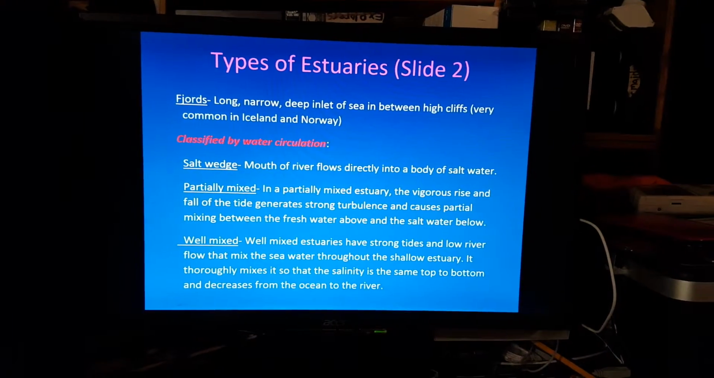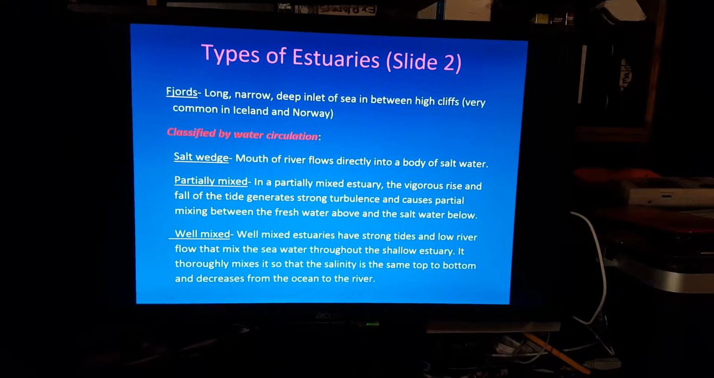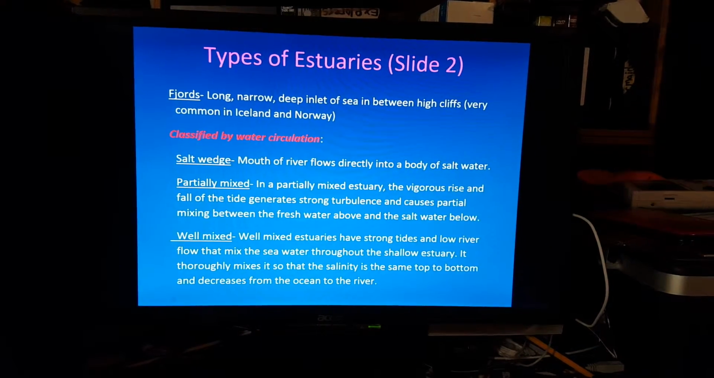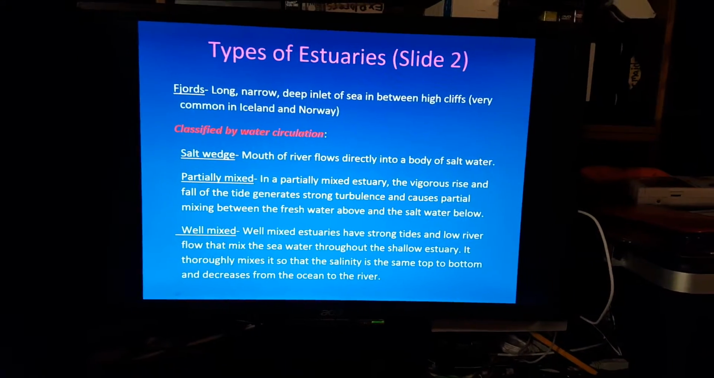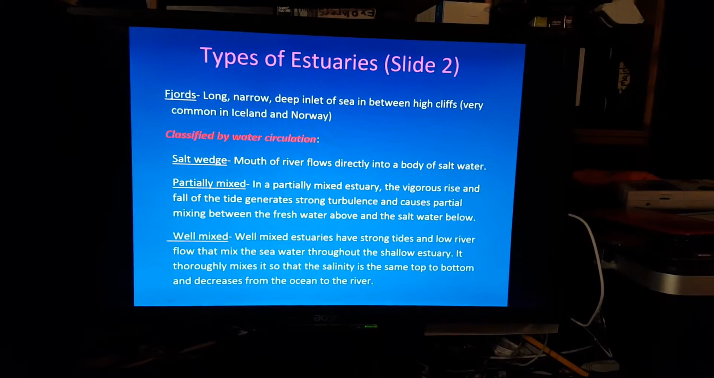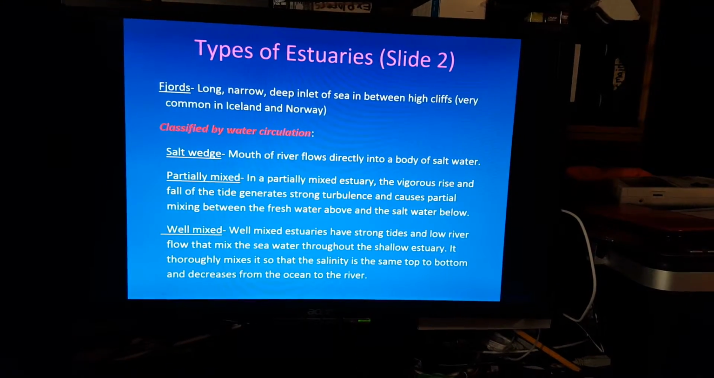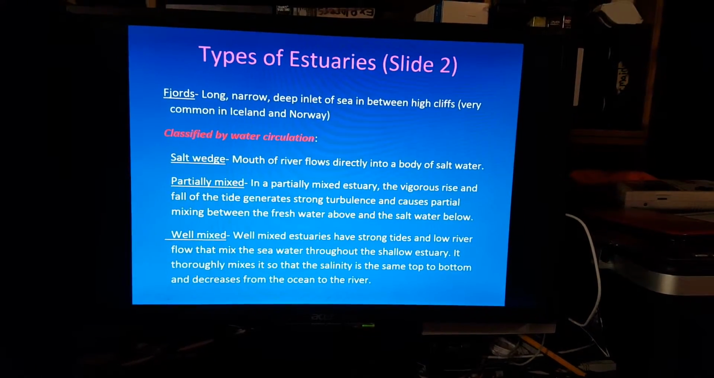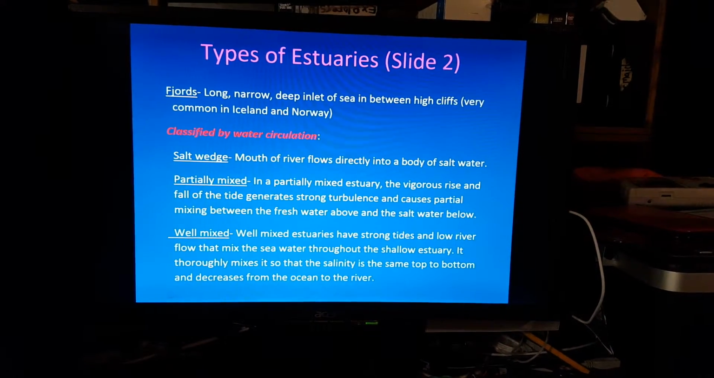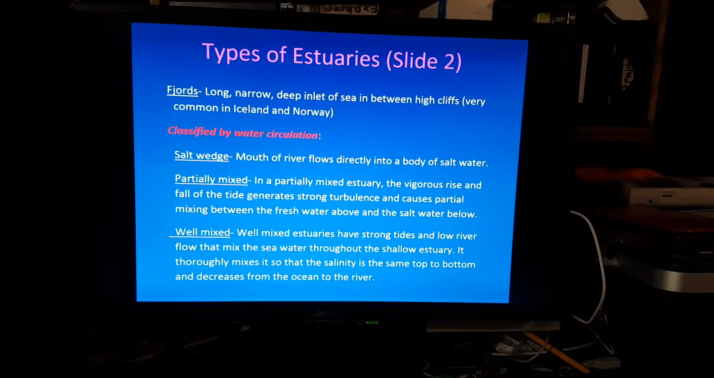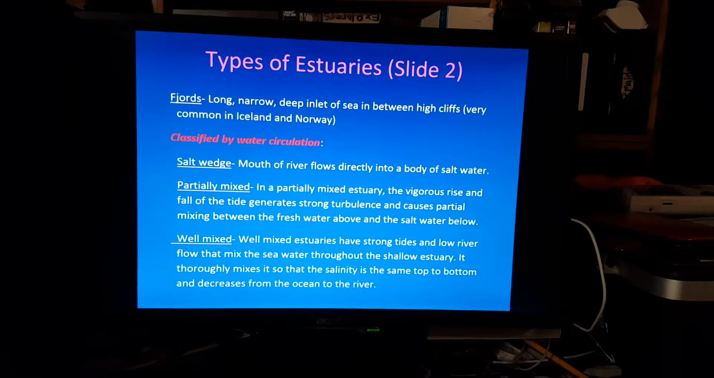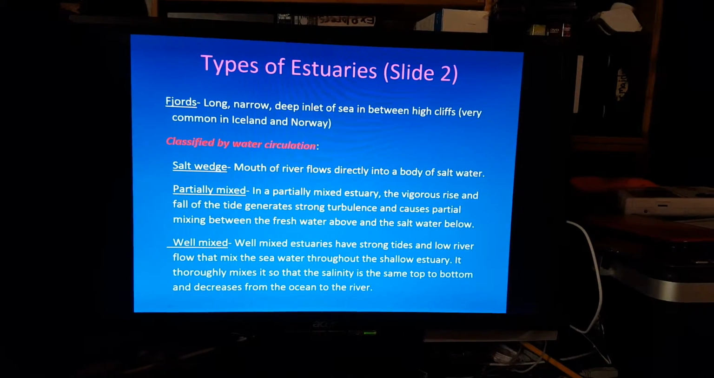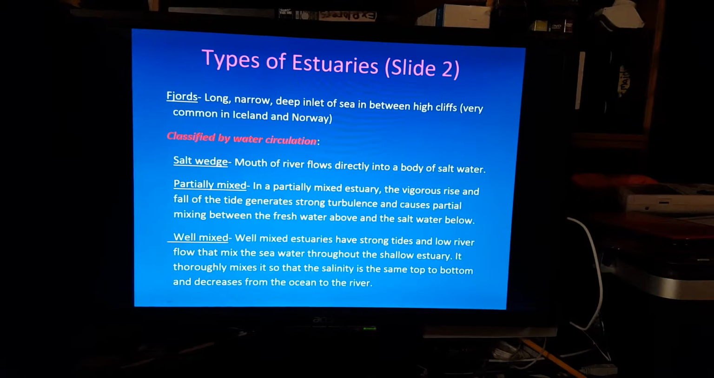Now the second category is going to be water circulation, and the first part of that is going to be the salt wedge. This is where the mouth of a river flows directly into a body of salt water. You would think that it would make brackish water instantly, but what happens is, since salt water is more dense than fresh water, the fresh water is going to go on top of the salt water. Now we have partially mixed water. This generally happens at salt wedges because when the tide vigorously rises, this causes a strong turbulence and causes partial mixing between the fresh water and the salt water below.